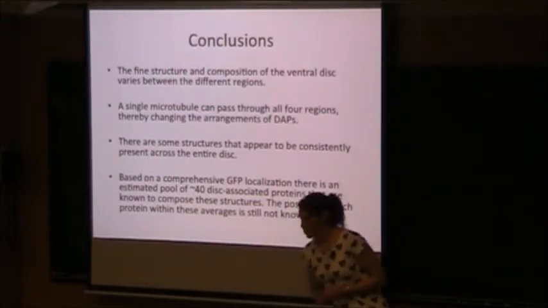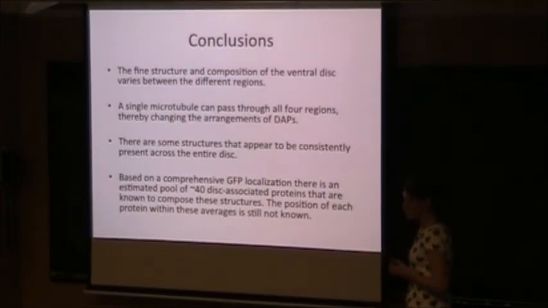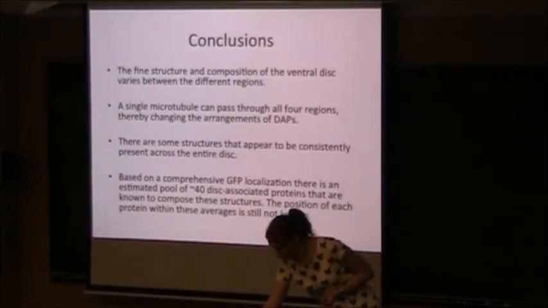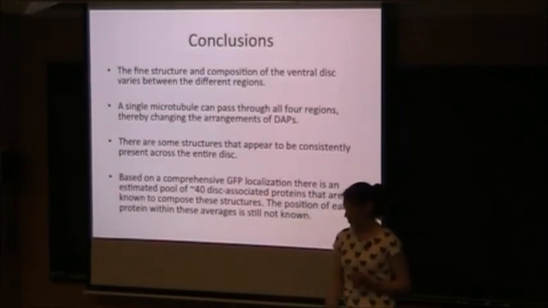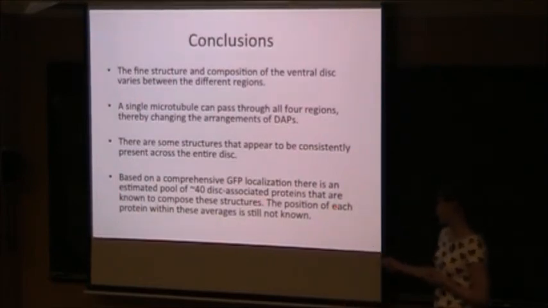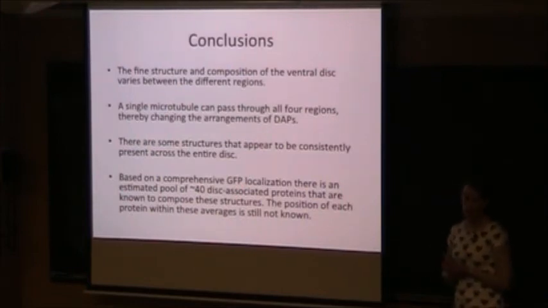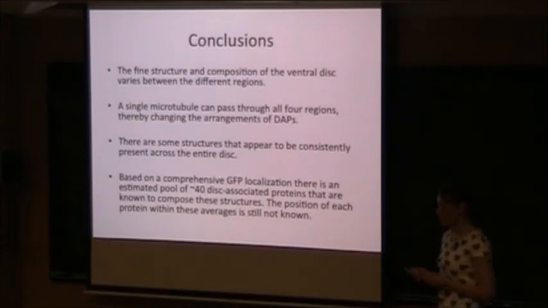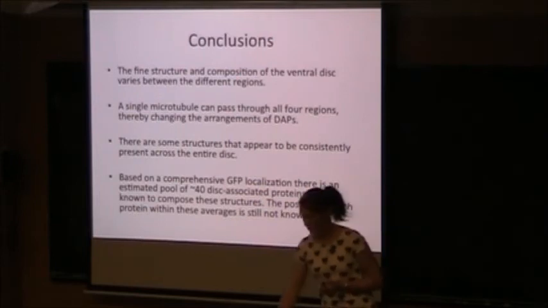At the moment, the most widely used drug is called metronidazole, and that targets all anaerobes in your body. So as well as targeting Giardia, it's going to target some of your commensal bacteria, which is not the best when you're getting treatment. And lastly, based on the comprehensive GFP localization data, we estimate there are about 40 proteins. And because we know that there's 40 proteins which localize to this disc from our collaborators' work, we're hoping that we can then start tagging some of these with our heavy metal tags and discover their precise location within these structures, which is what we're currently working on.